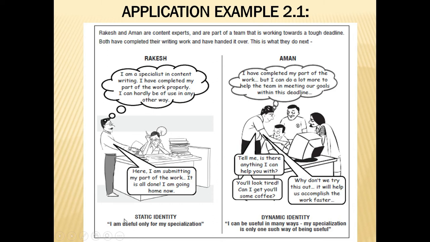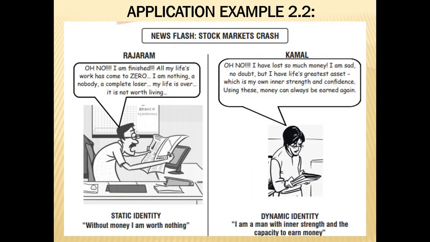So the static identity always goes, "I am useful only for my specialization," while the dynamic identity person says, "I can be useful in many ways. My specialization is not the only way of being useful." Let's see example number 2.2. A news flash happened and the stock market crashed. Now there are two people, Rajaram and Kamal. Let's see how differently they think in a situation like this.